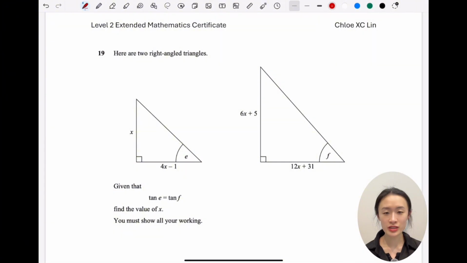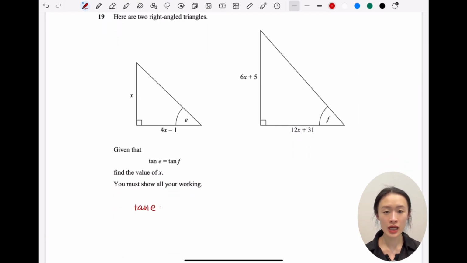Okay, so now in this question, we are given two right-angled triangles, and we are told that tan E is equal to tan F. So what we can do is to work out the ratio for tan E, which is opposite over adjacent, and that is x over 4x subtract 1. Similarly, tan F is 6x plus 5 over 12x plus 31.